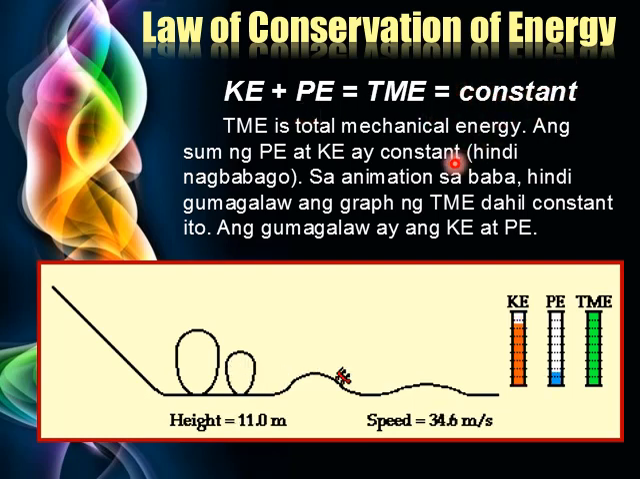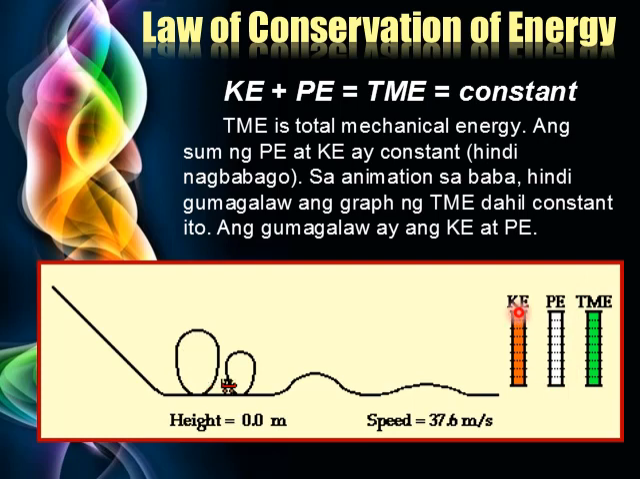Okay? So, ibig sabihin, dito sa animation natin sa baba, as you can see, meron tayong ditong 3 graphs. Okay? At bawat isa dito gumagalaw. So, maliban lang dito sa TME or the total mechanical energy. Bakit hindi ito gumagalaw? Kasi ito nga ay constant.